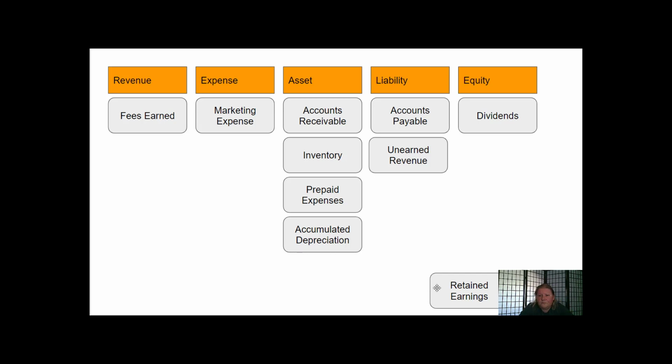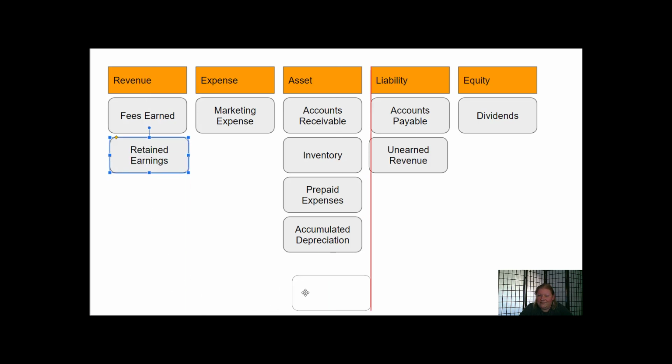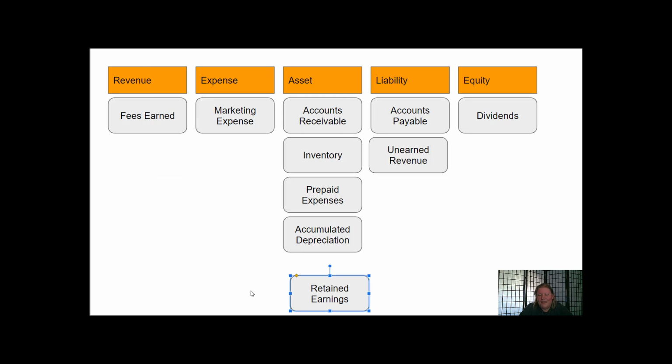Okay, so the last one we're going to look at is retained earnings. I see the word earnings. I have earnings over here. Clearly, this must be revenue, except it's not. Not revenue. Again, definitions are important. These are earnings that have been retained by the company. So this is like multi-year earnings that have been kept by the company.